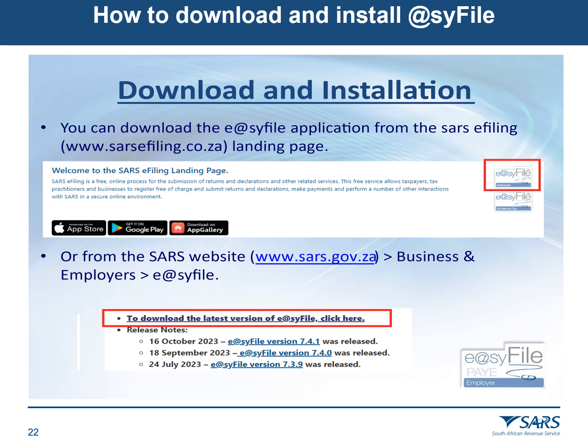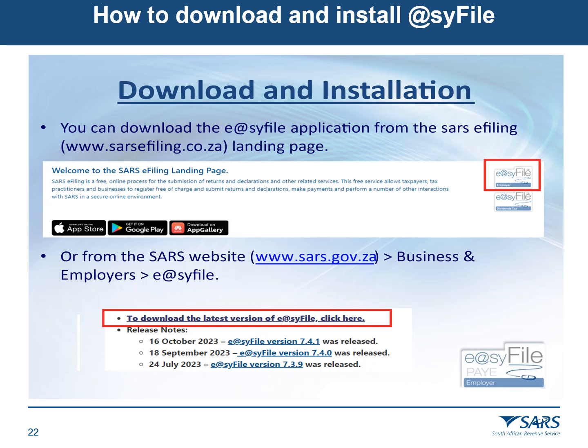How to download and install eFile. You will need to go to the SARS eFiling homepage, which is www.sarsefiling.co.za. On the homepage, you're going to click on the eFile icon. Once you click on the eFile icon, you will be able to access the eFile download page.